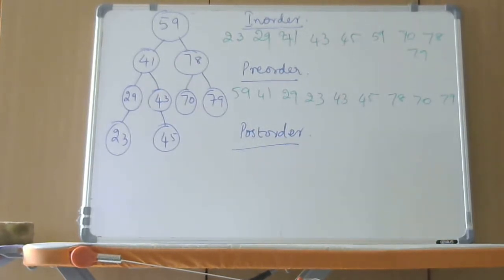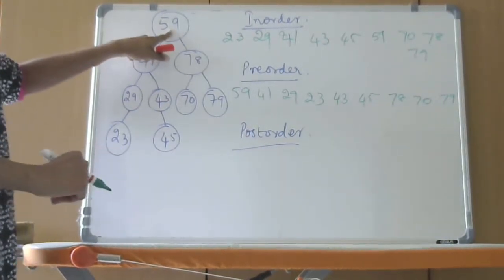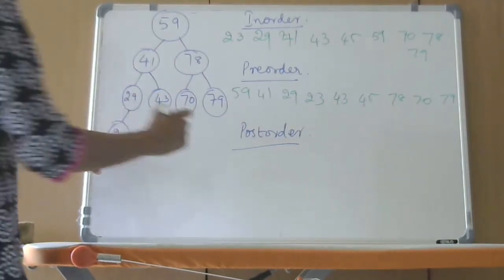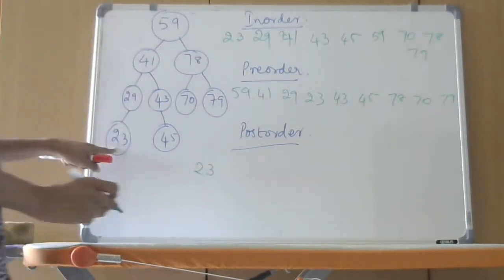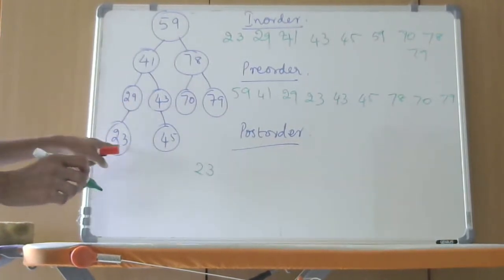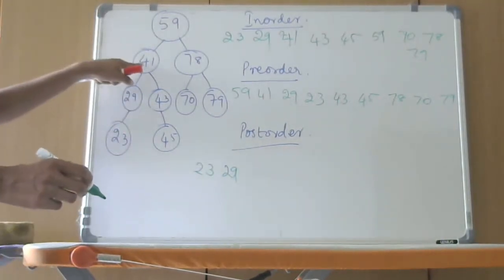That is pre-order. Post means root should come after left and right. So left, right, root. So I start here. This is root. First is left. Again left. Again left. So 23. I start with 23. Left, right, root. There is no right for 29. So next is root. Again I go here.